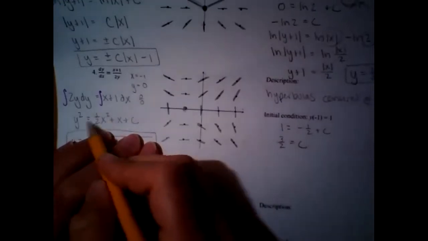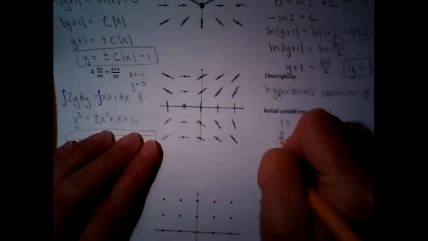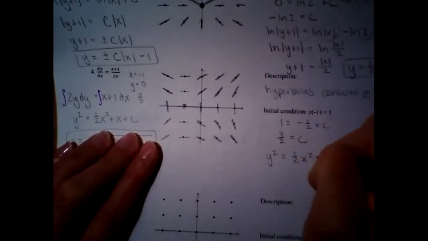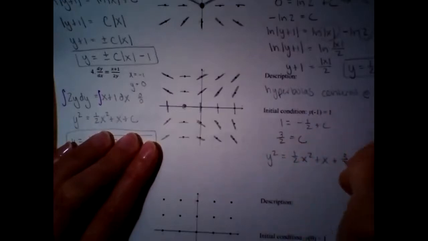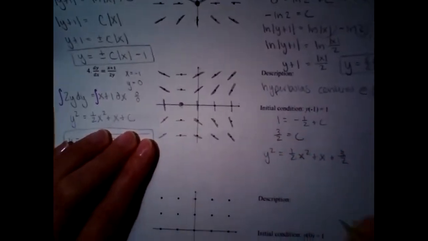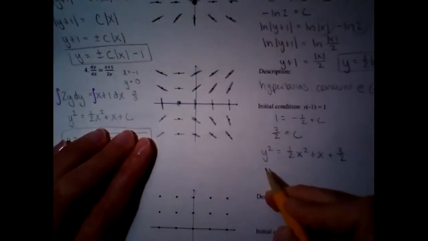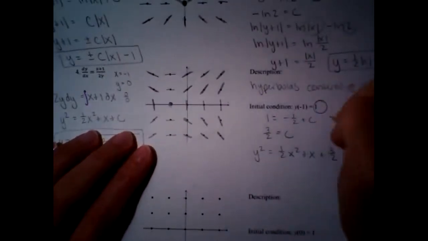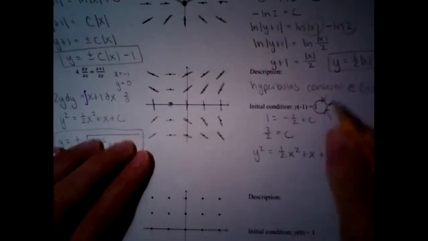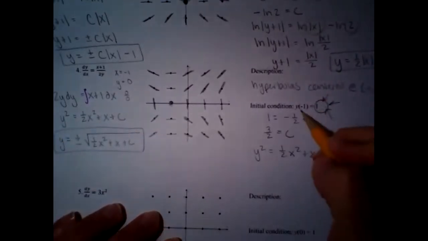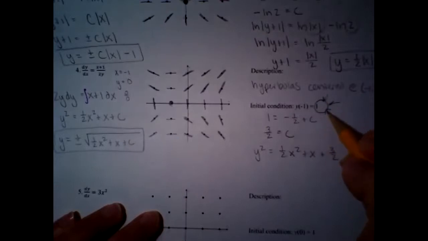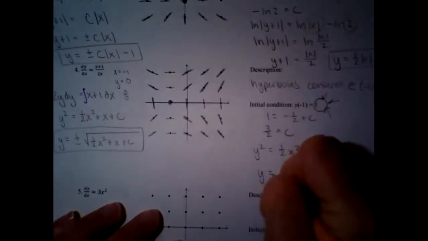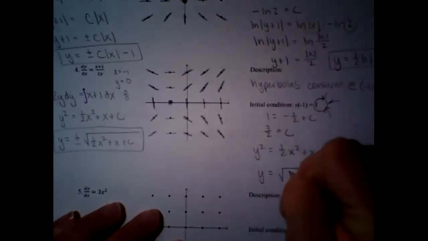So I'm going to rewrite this step and just put the 3/2 in there for c. And then we're going to solve for y. Now we're making the decision, do we want the plus or do we want the minus? And our initial condition, it's based on the y value, the output of that. I realize the x is negative, but you base it on the output. The output is positive, so we want the positive square root.